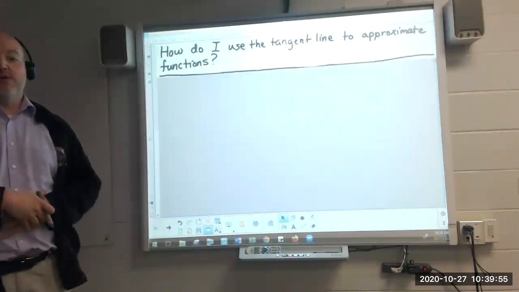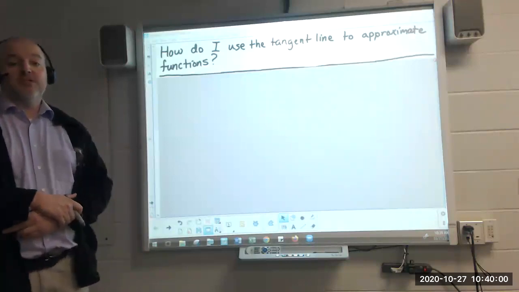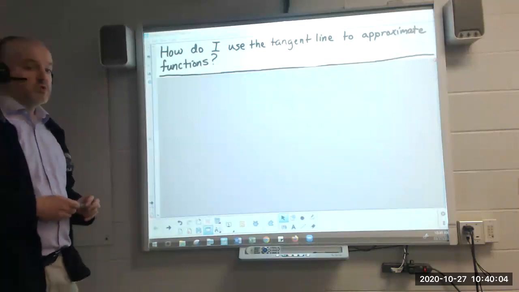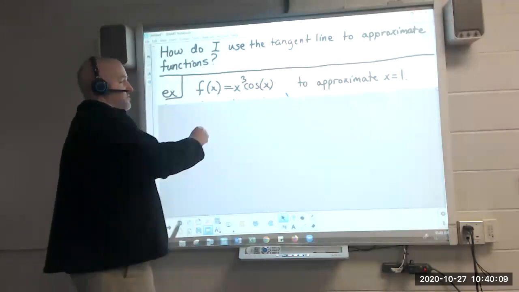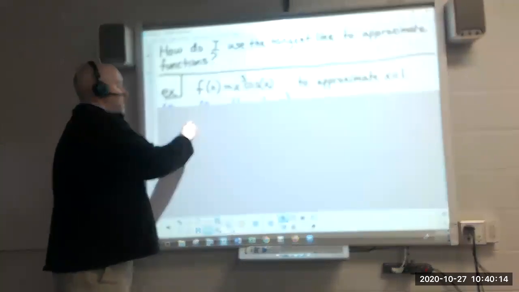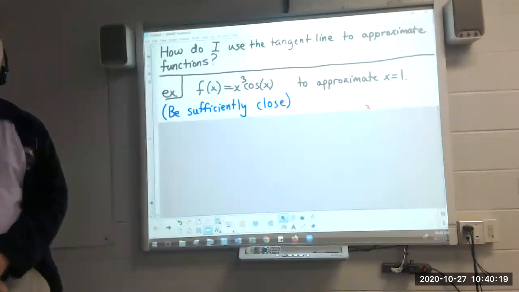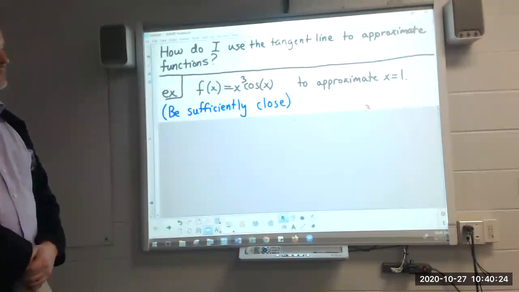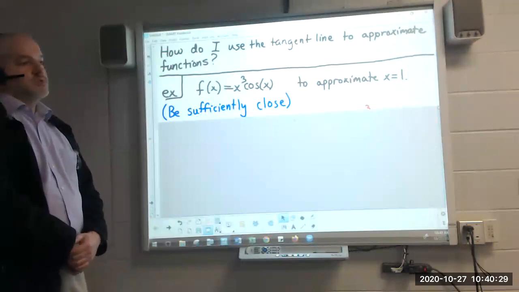So you watched in the video, which made an excellent demonstration of how the tangent line is approximately the same thing as the curve, so long as you are close to wherever it is the tangent line is. So if we're talking about this function, x cubed cosine of x, and we want to approximate x equals 1, we want to be sufficiently close. So what does it mean to be sufficiently close? Well, it kind of depends on your definition of sufficient. But usually you just want to be close enough.